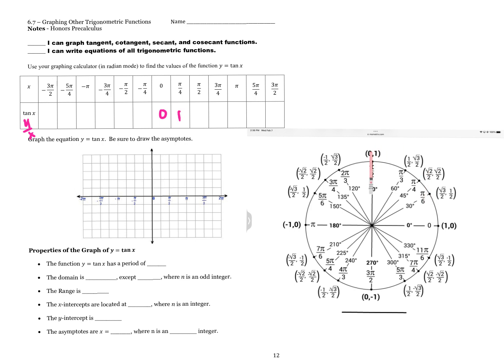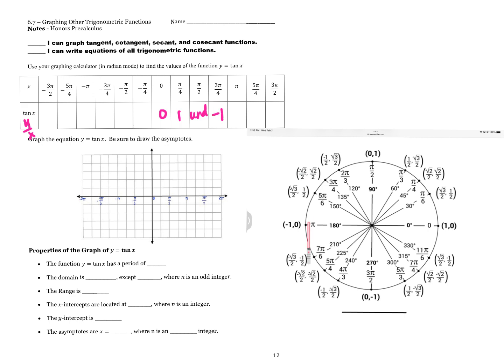At pi over 2, what's my y over x? Undefined. Interesting. That's what Ritzy just said are where my vertical asymptotes are, and you're so right, Ritz. What about 3 pi over 4? What's my y over x going to be here? -1, right? Positive over negative to get me a -1.